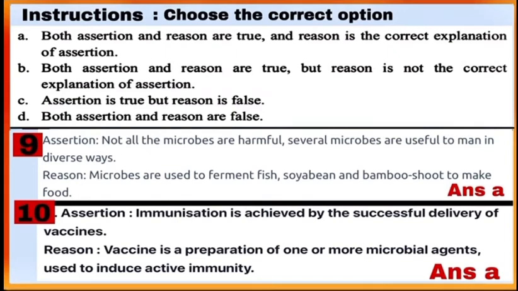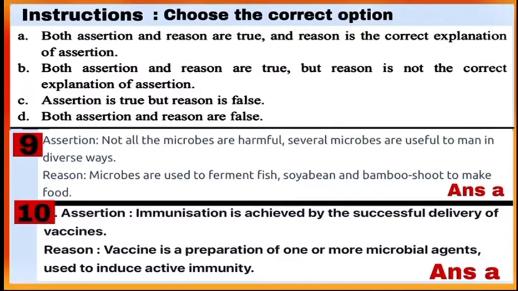Question 9. Assertion: Not all the microbes are harmful. Several microbes are useful to man in diverse ways. Reason: Microbes are used to ferment fish, soybean and bamboo shoot to make food. Here the correct choice is option A.